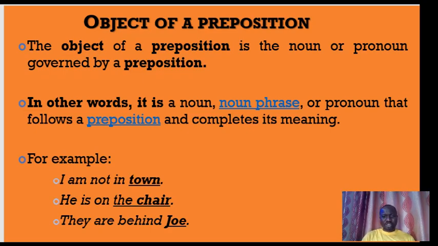He is on the chair. The on here, which is the preposition, is giving us more information about the chair. So we refer to them as what? Object of preposition, and the object follows the preposition. They are behind Joe. So the behind, which is followed by the object, is making Joe what? Object of preposition.